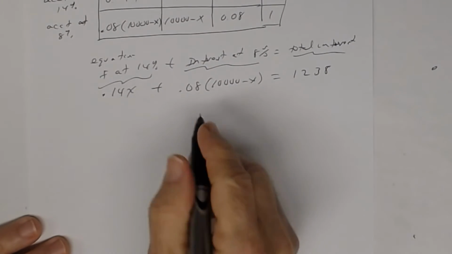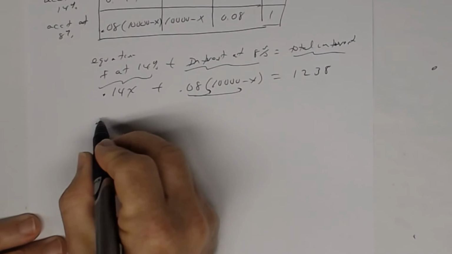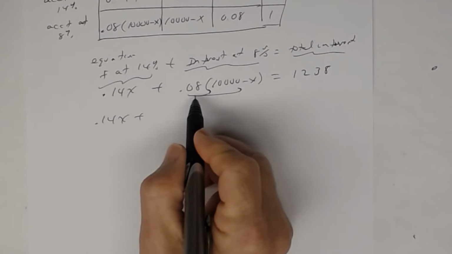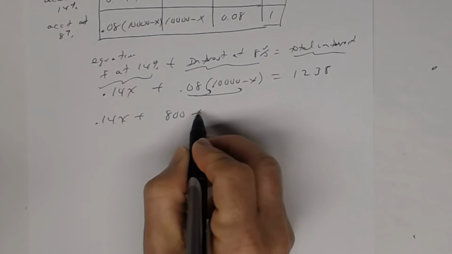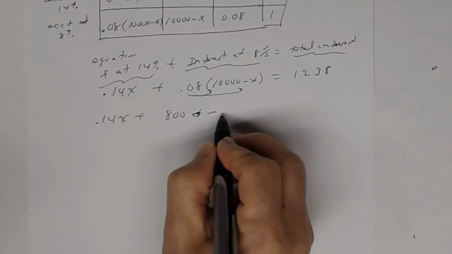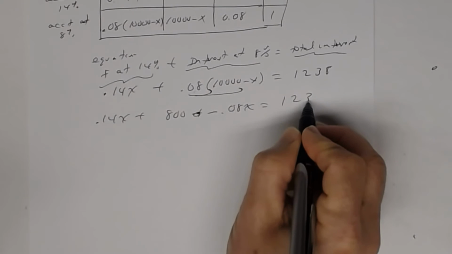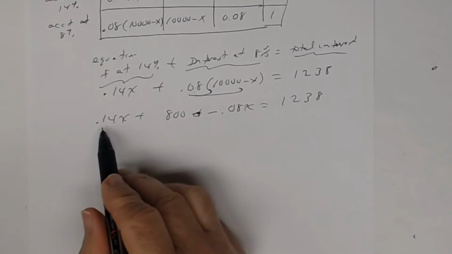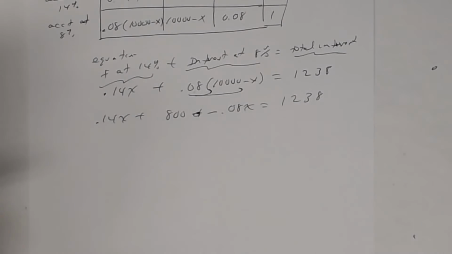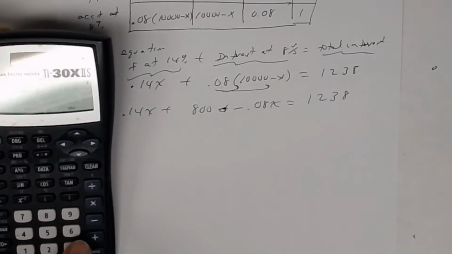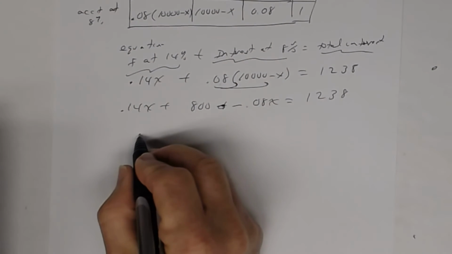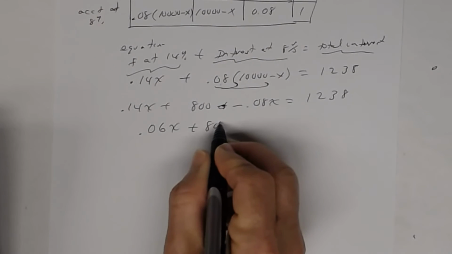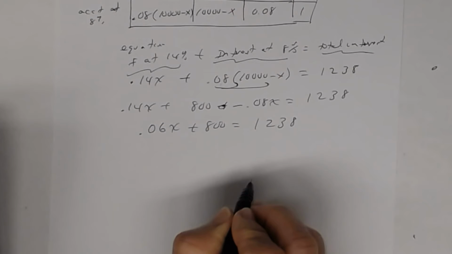So we're going to distribute this 0.08 here. So you have 0.14x plus, now 10,000 times 0.08 equals 800, minus 0.08x equals 1,238. Combining like terms, 0.14x and a negative 0.08x. Use your calculator if you have to. 0.14 minus 0.08 equals 0.06. So I get 0.06x plus 800 equals 1,238.